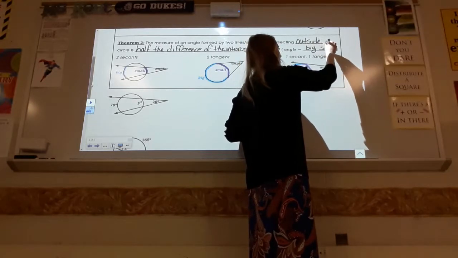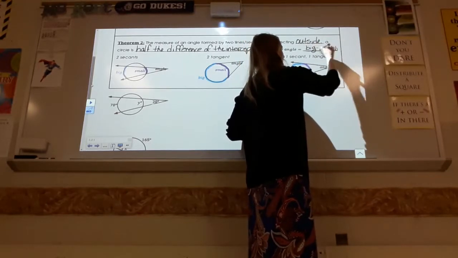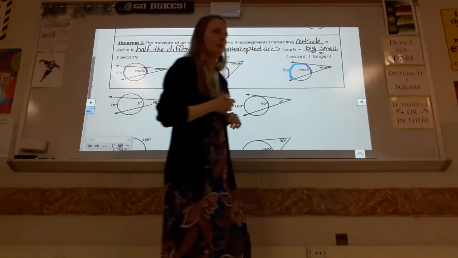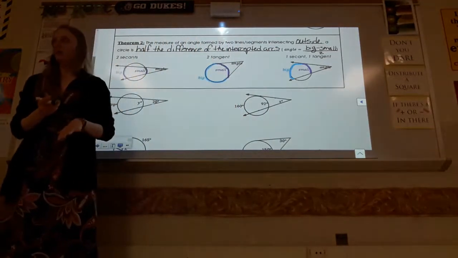So it's the same kind of formula. You just have to see whether the angle is inside or outside the circle, and that tells you whether you're adding or subtracting the arcs.